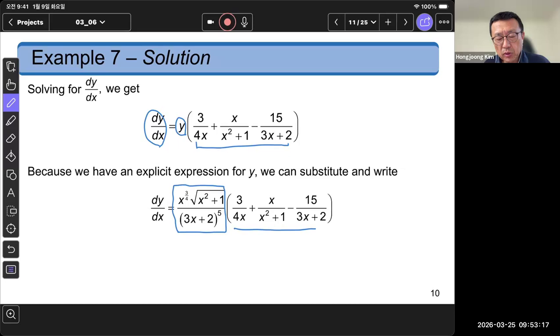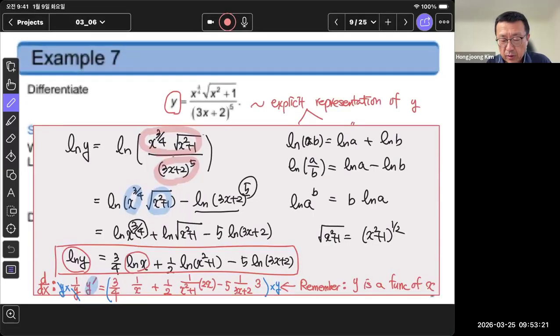So what did I do? I just took the natural logarithmic function on each side of the equation, and then I performed differentiation. Of course, I used some properties of the logarithmic function. But anyway, that will be simpler than my original initial approach.